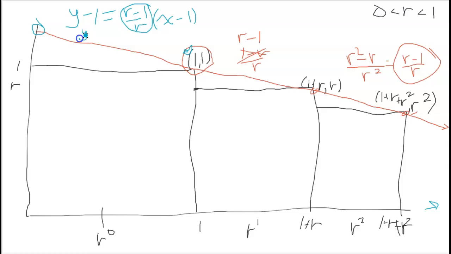Let's see, y minus 1 equals r minus 1 over r times x minus r minus 1 over r. I'll take a quick liberty here by adding plus 1 to both sides to cancel that out. Plus 1, of course, I can rewrite as r over r.